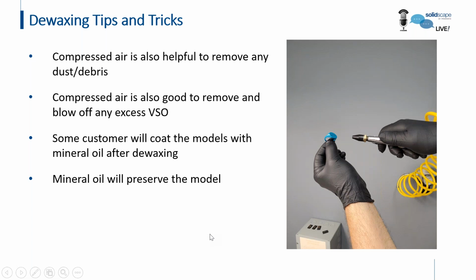It's very, very helpful. I think this is one of the more important things because this will really clean the models well, and it'll also get a lot of that VSO off of the model itself. You don't really want to have a soaking wet model, especially if you're going right into casting. So the compressed air will also clean it up for you and dry the VSO. Some people like to coat the models with mineral oil to preserve the surface, but most of the time, if you're going direct to casting, this shouldn't be too much of an issue.